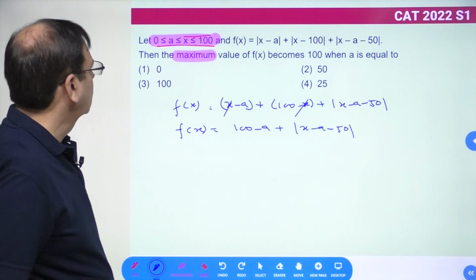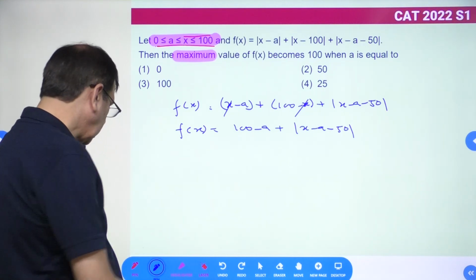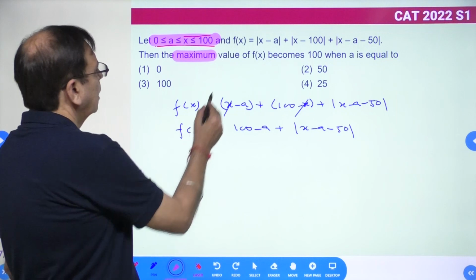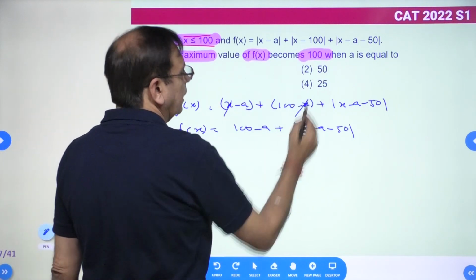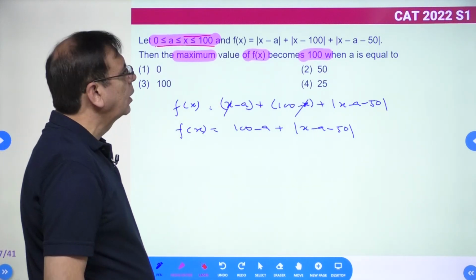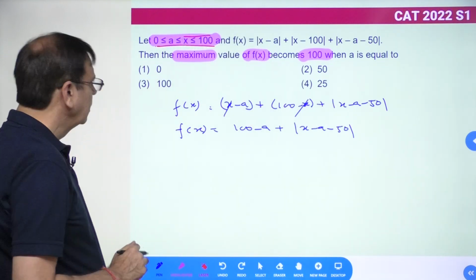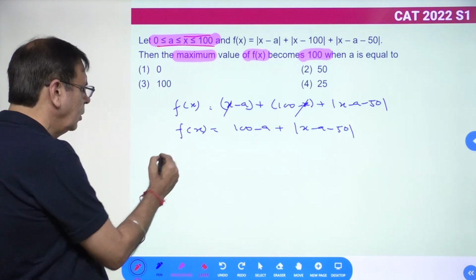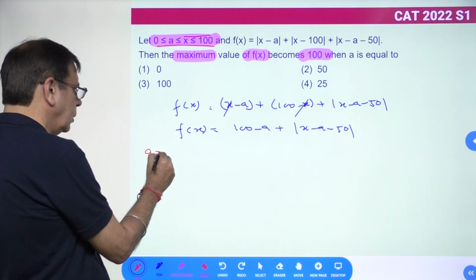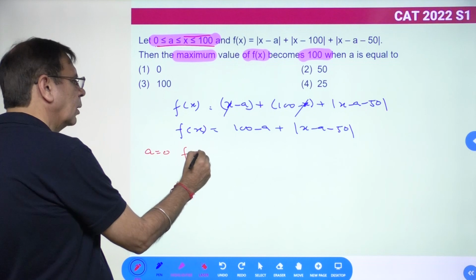Okay, this is what we have. Now what the question is saying is the maximum value of f(x) becomes 100. The maximum has to be equal to 100. So the maximum value is 100 at what value of a? Okay, so check the choices. So if a is equal to 0, what is f of 0 going to be?